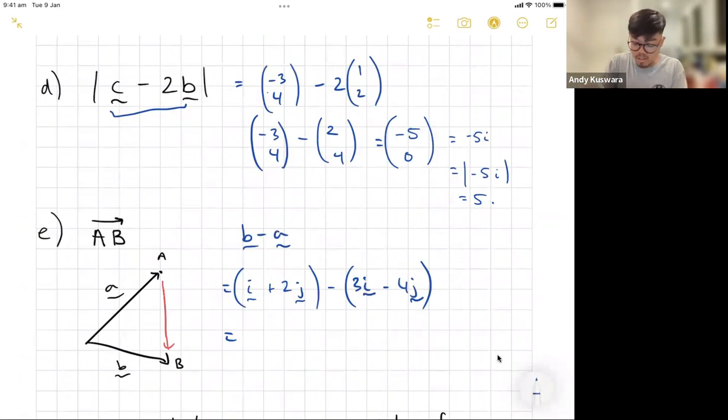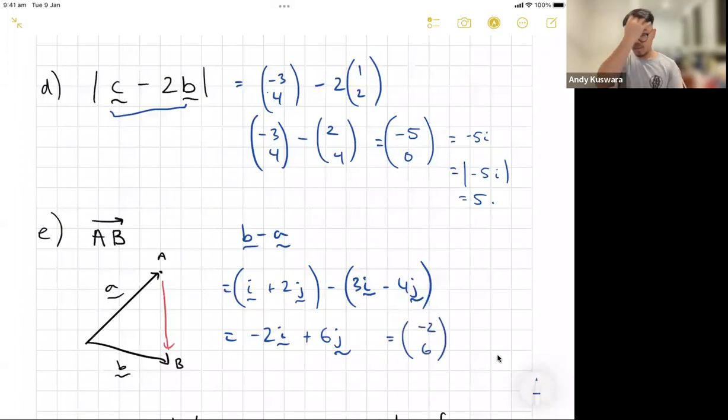And at this point, we just collect like terms. So it's going to be 1 take away 3, which is minus 2 lots of i. And I've got 2 lots of j, take away negative 4 lots of j, so plus 2 lots of j plus 4 lots of j. So that's going to be plus 6j total. And that's it. There's your vector. If you really want, you can write it as this. But yeah, that's it.